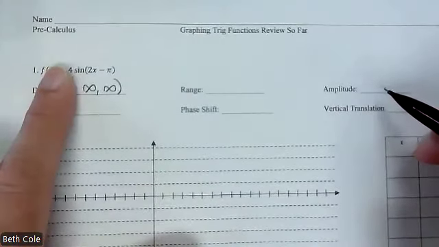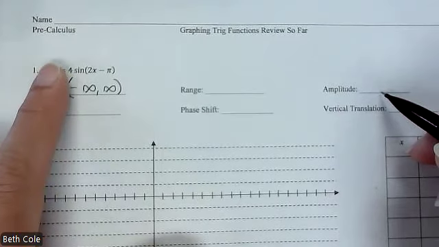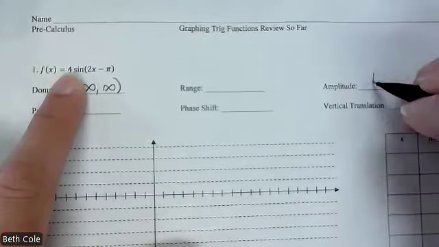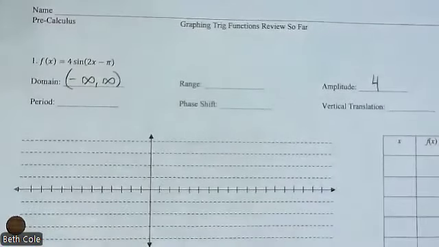Amplitude. Sine and cosine are the only ones that have it. Otherwise, it's going to say none. This word is only applicable to a wave. All right. And it would be 4. It is your vertical stretch or shrink.